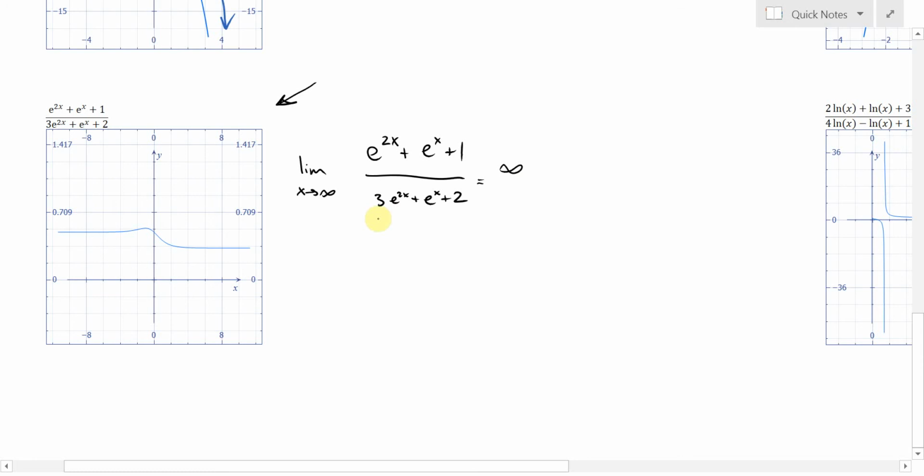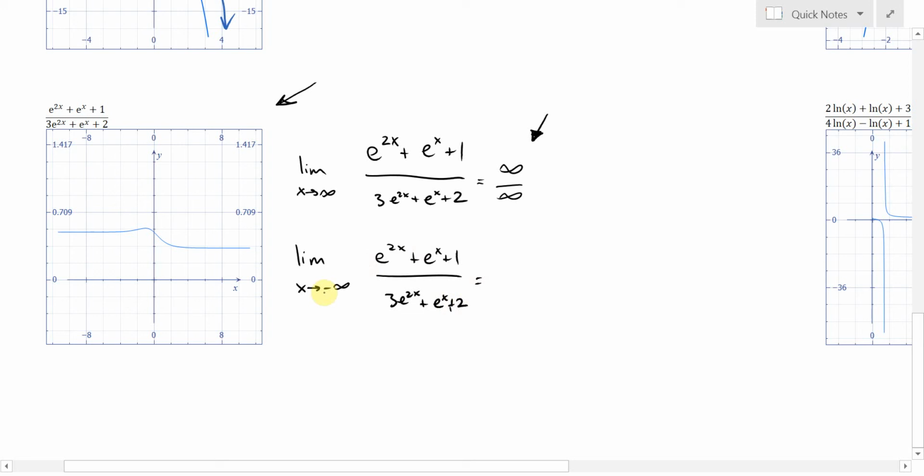But so is the denominator. The denominator is also going to swell to infinity for similar reasons. So you're going to have an indeterminate form, infinity over infinity. So that's something we'll come to later on in just a second. But let's deal with an even easier problem for the moment. What's the limit as x approaches negative infinity of this monster, e to the 2x plus e to the x plus 1, over e to the 2x plus e to the x plus 2.